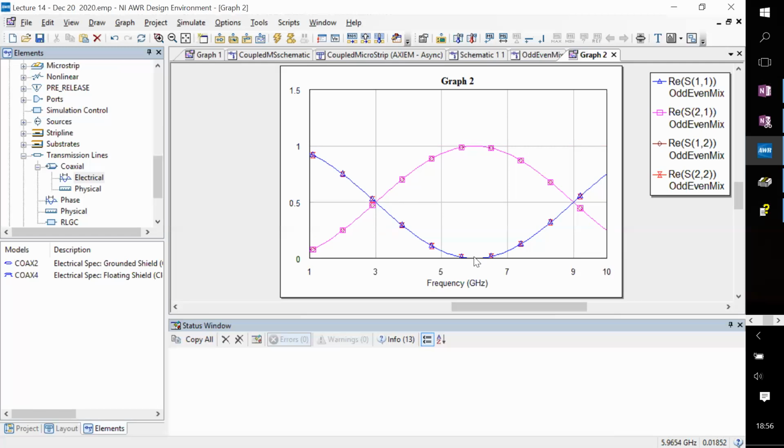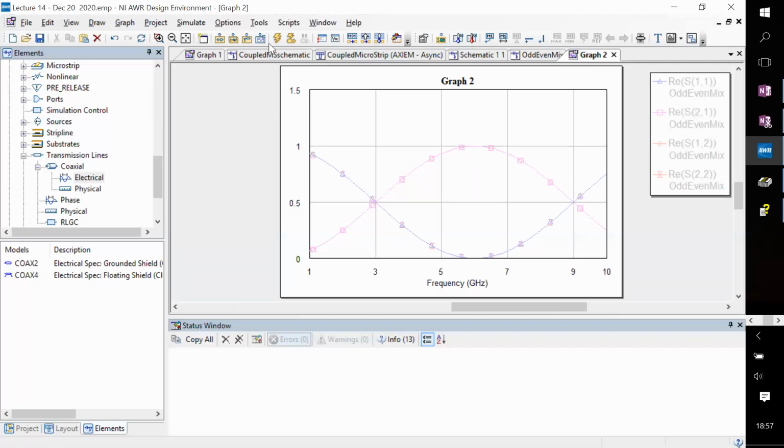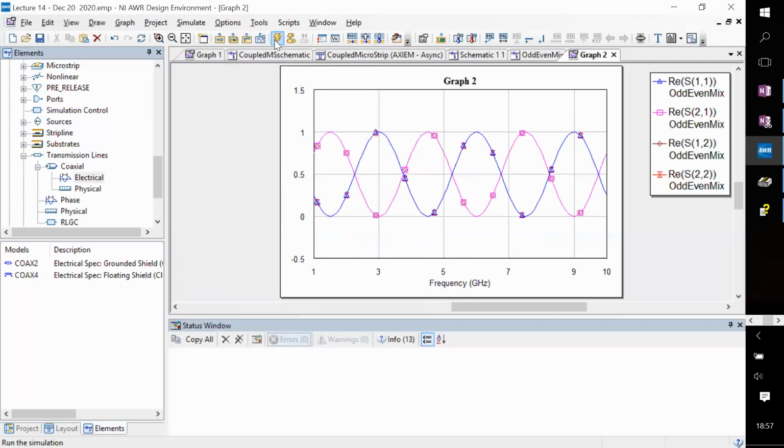So at 6 gigahertz, where it was 90 degrees, but it is a round trip, 90 plus 90 is 180. So it caused a complete flip. So the even and the odd modes got changed, so the transmission and the reflection got changed. And then again, it will periodically do this. So if you chose a longer length here, then this thing will happen a lot faster in frequency space. You get many more such oscillations.